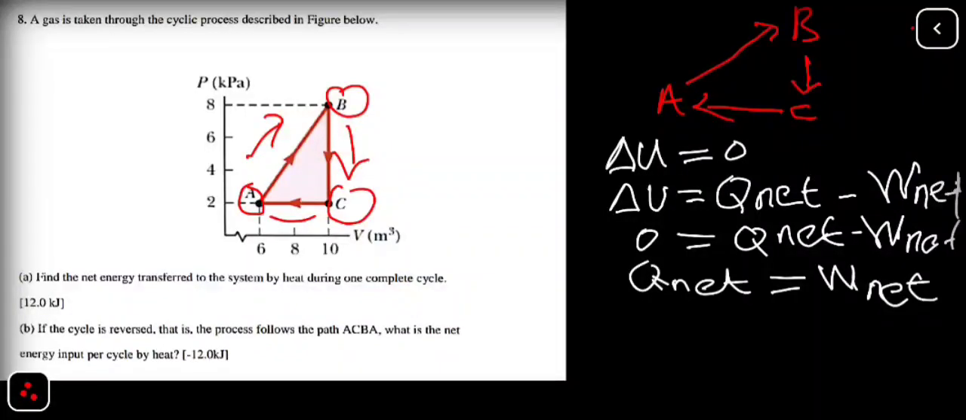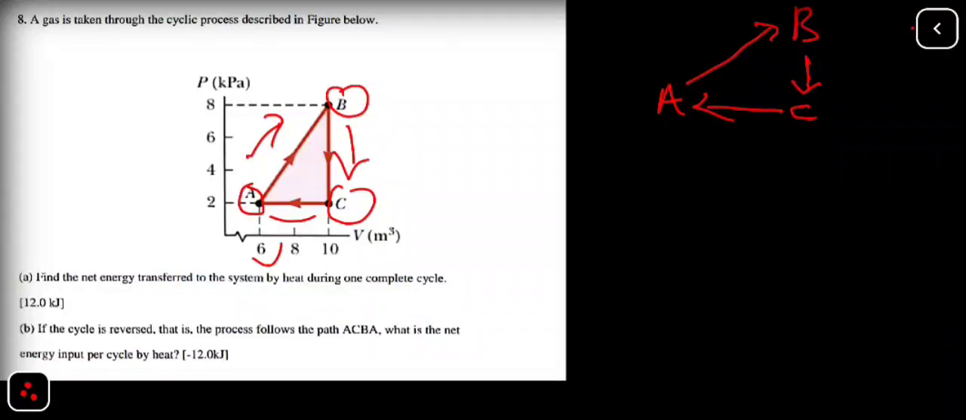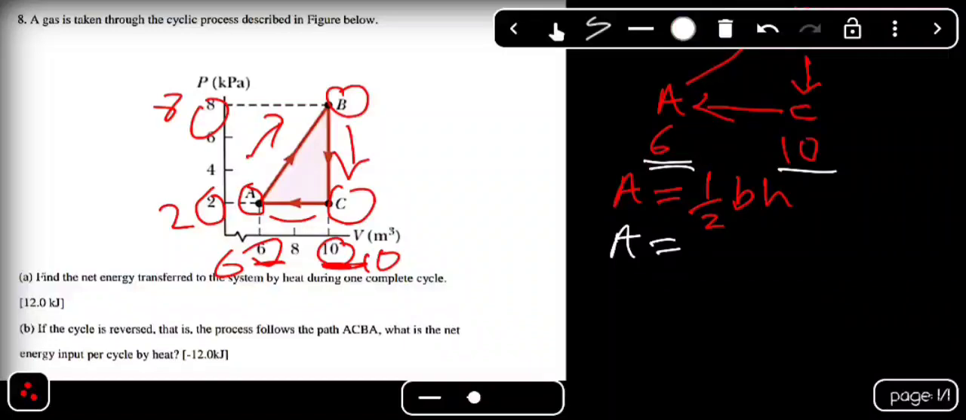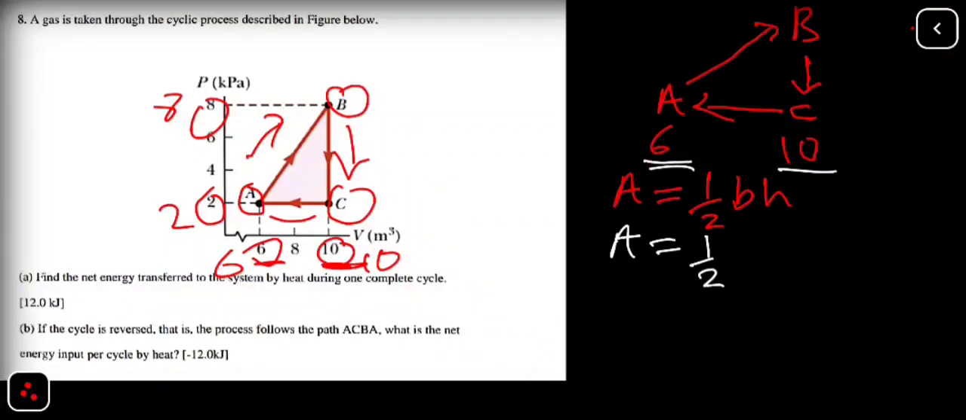The next thing we're supposed to do is find the net energy transferred. On the graph, here we have 6 and there we have 10, and on the other axis we have 2 and 8. To find the net energy, we use the formula for the area of a triangle, which is half base times height. For the base, we subtract 10 minus 6.